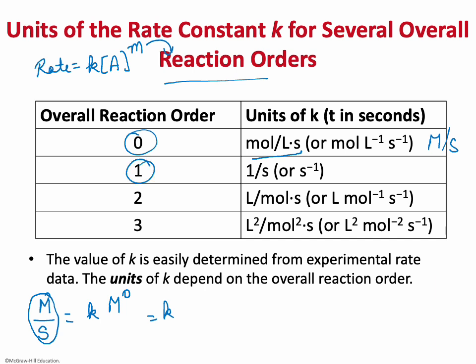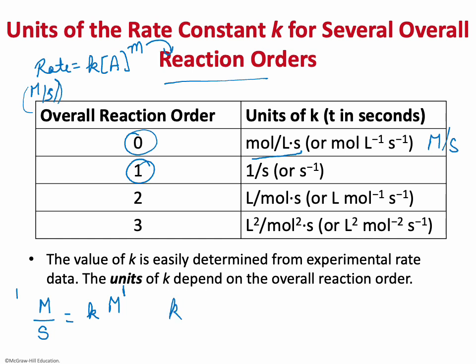So let's do that. If the overall order is 1, that means M per S. Rate will always be M per S, nothing else. If its time is S, then it's S. It could be hours, minutes, whatever, but it would always be molarity over seconds.